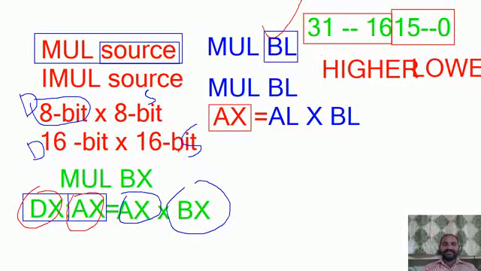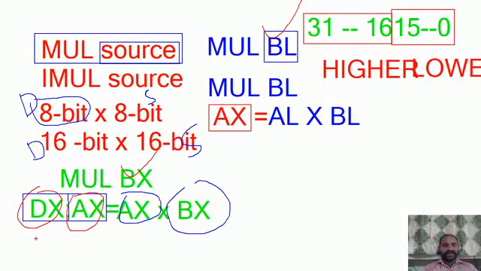Another case is if the source is a 16-bit number, then the destination is also a 16-bit number, which is nothing but the AX register. It performs the multiplication between the source and the destination. The final result is going to be a 32-bit number. In that 32-bit number, the higher order word is stored inside the DX register, and the lower order word is stored inside the AX register.